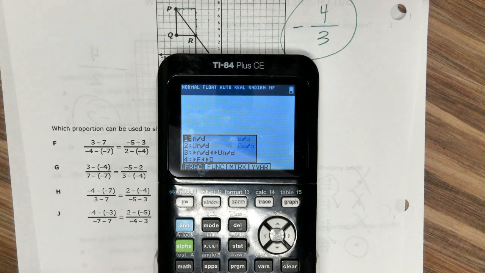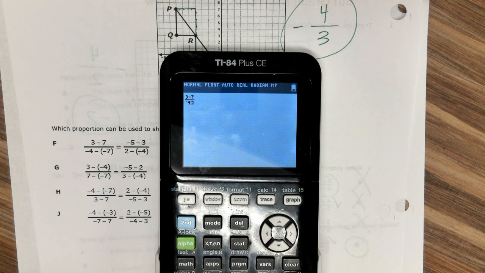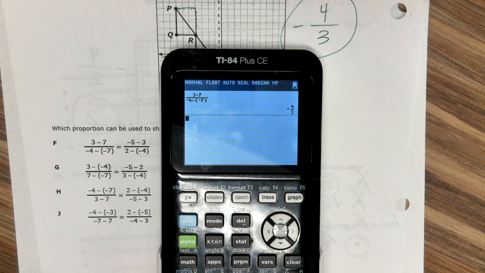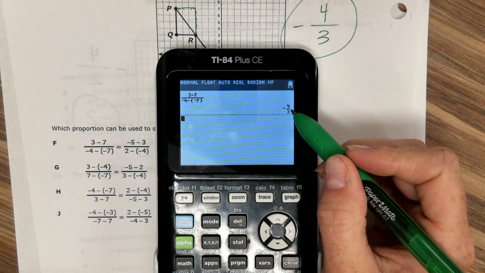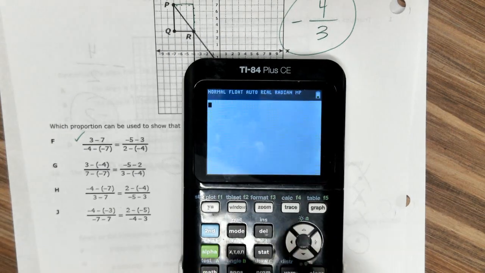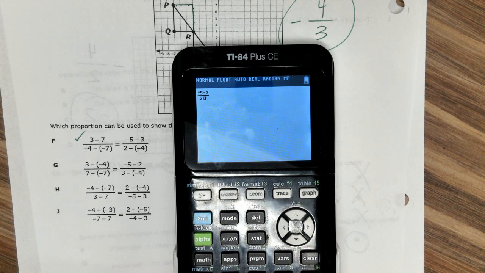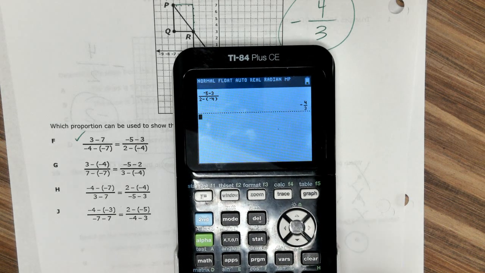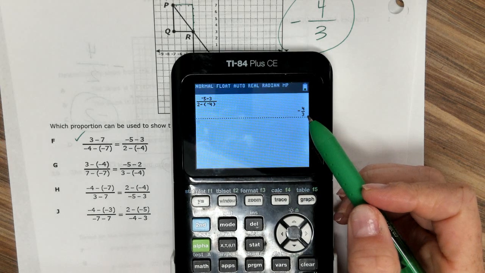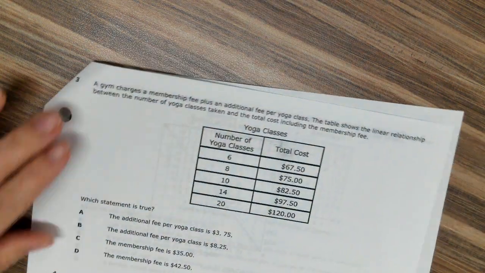So I check F. Did that give me -4/3? Yes. Do I pick that answer? No, I must check both sides. Did that give me -4/3? So that was my answer. All right, number 3.